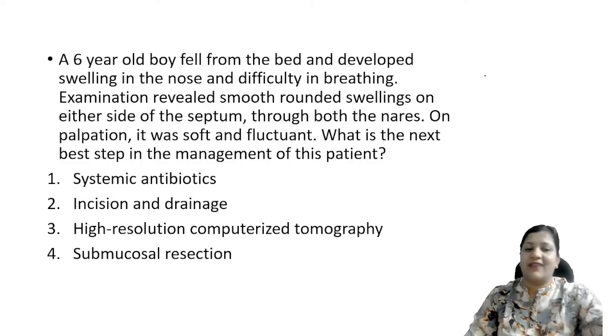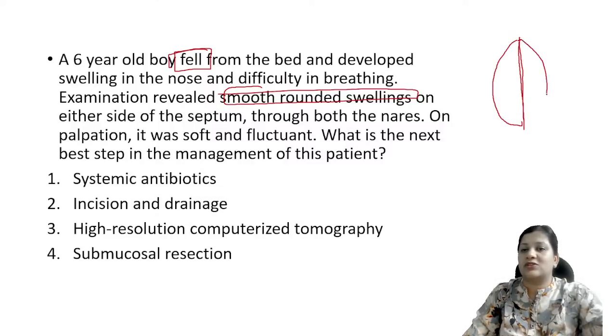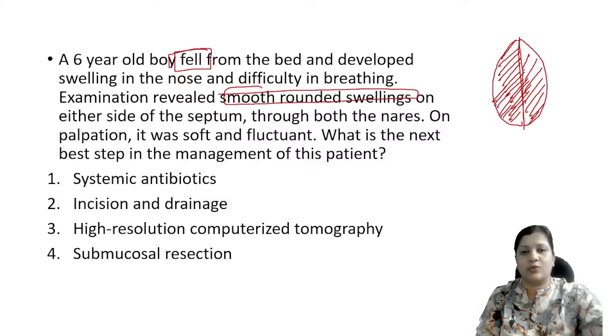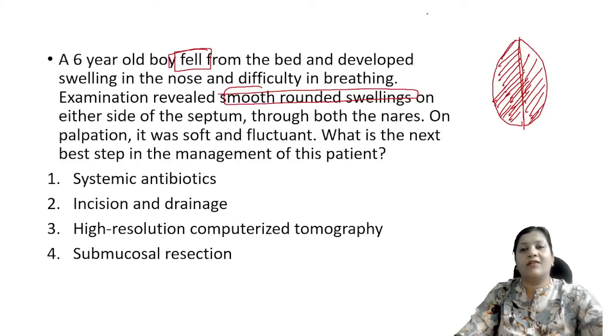So again, this is a very easy question. There is a history of fall, and after that there is a swelling on either side of the septum. So if I take this as the septum, on either side of the septum there are smooth rounded swellings. Now it is soft and it is fluctuant. Fluctuant means there is a sort of a fluid inside the swelling. So what will you do after a history of fall? If there is a swelling, what will your diagnosis be? The diagnosis will be septal hematoma.